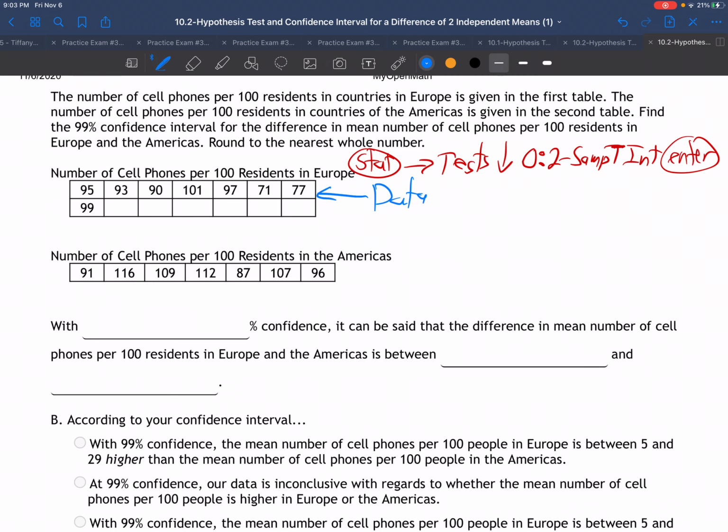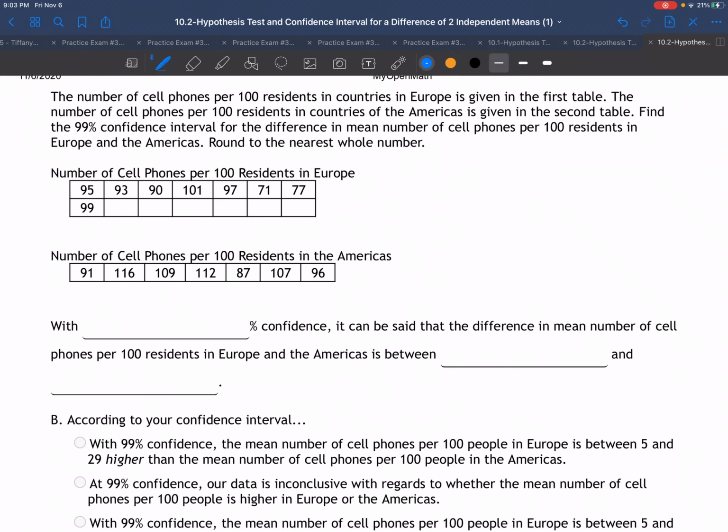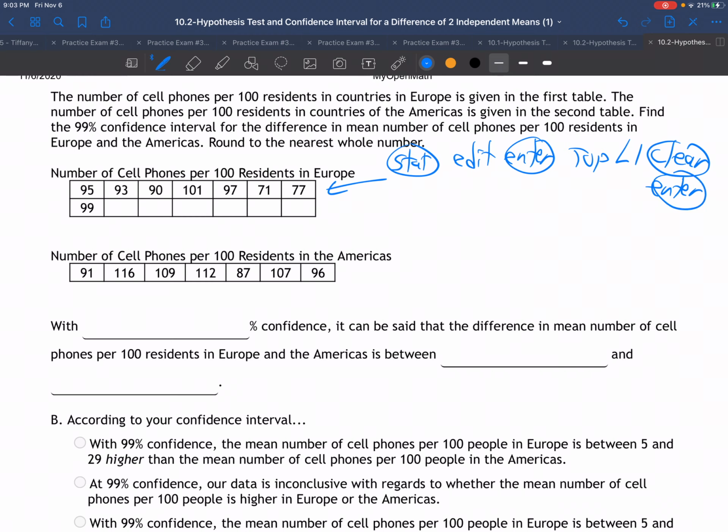So actually we need to quit this. I forgot. We'll come back to this and do it again. We have to first put in our data, don't we? So just quit where you're at and hit stat. Then you're already on edit, so hit enter. Go to the top of L1, press clear, and enter. You have to clear out L1.